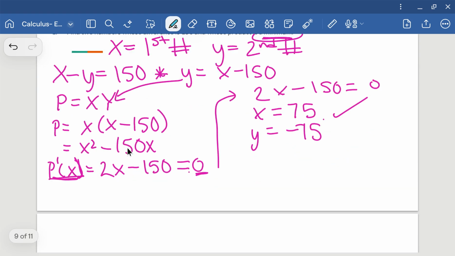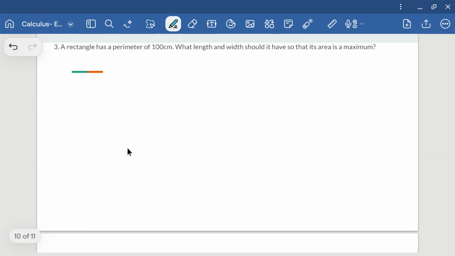Our next one is one with a rectangle having a perimeter of 100 centimeters. What's the length and width it should have so that its area is a maximum? So again, if we have a max or min, that means we can take the derivative of the area and set it equal to 0.